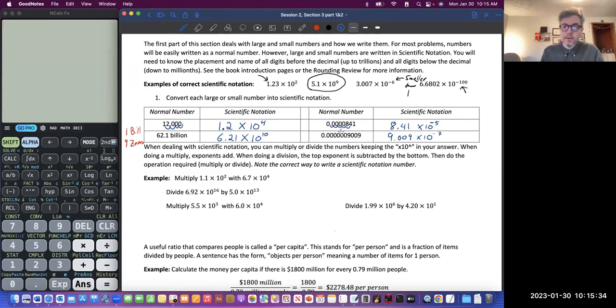Negative exponent. Okay, and that's the same with this one. 9.009 times 10 to the negative 7. Hopefully that negative right there is showing up. This is also less than 1. So we have a negative exponent. Okay, negative exponent means you're moving it to the right. Okay. Caroline, does that help? Does that make sense?